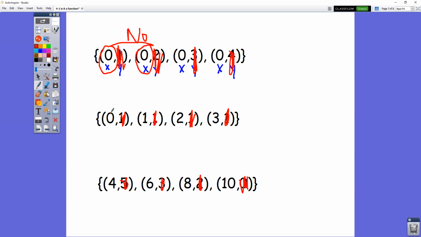In the middle example, I have a 0, a 1, a 2, and a 3. All of them are different. When all of them are different, it is a yes. 4, 6, 8, and 10. Again, all of them are different, so this is a yes. It's only a no when there's 2 X values that are the same.